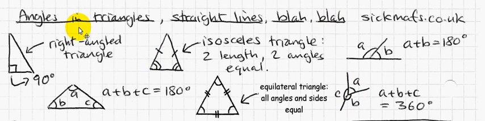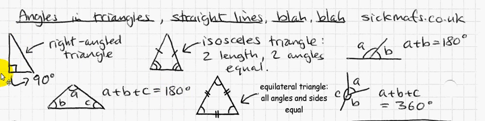Now, let's talk about angles in triangles first. Angles in triangles should always add up to 180 degrees. So I've got A plus B plus C. Those are the angles in a random triangle. They always add up to 180 degrees.